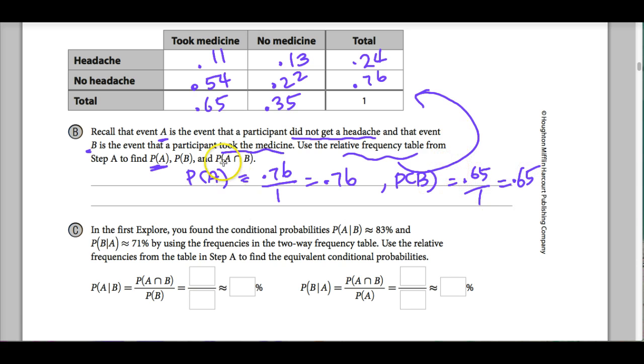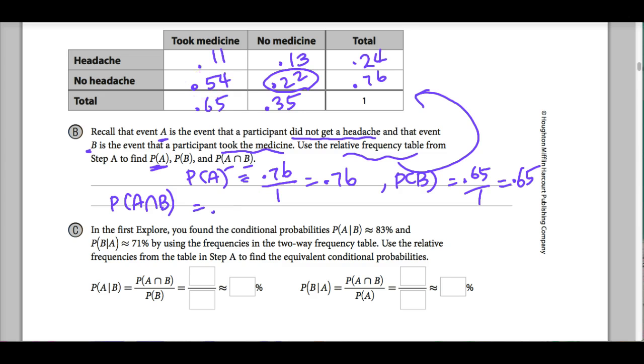So then, what is the probability of the intersection of A and B? The probability of the intersection of A and B is people who did not get a headache and took the medicine. Okay, so that's really important. No headache, and took medicine. Oh, my bad. No headache and took medicine is actually 0.54, not 0.22, okay?